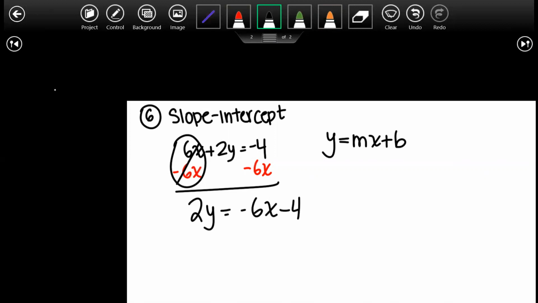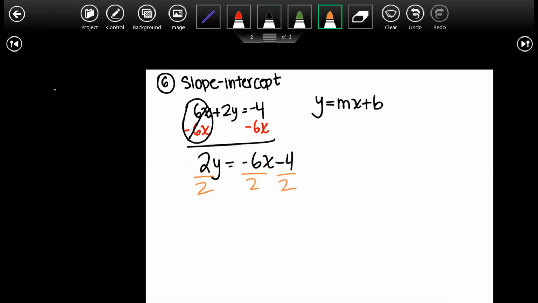Then what I want to be able to do here, because it's almost in that form, is divide both sides by 2. Divide all of our components by 2. This is going to go away, giving me y is equal to -3x. And then these are going to reduce down to -2, which is going to be b. And that's all you got to do.